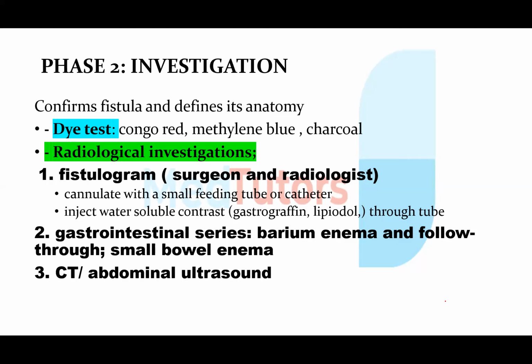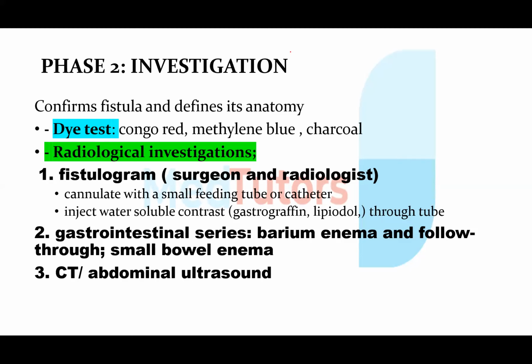Phase 2 now is to investigate the patient. The aim is to define the anatomy of the fistula. Now, you can even do a dye test to confirm this discharge. Is it a fistula? You give the patient an oral dye like Congo red, methylene blue, or activated charcoal to take. And when you see this dye leaking out through that effluent, you have confirmed that there's a connection between the intestine and the skin.